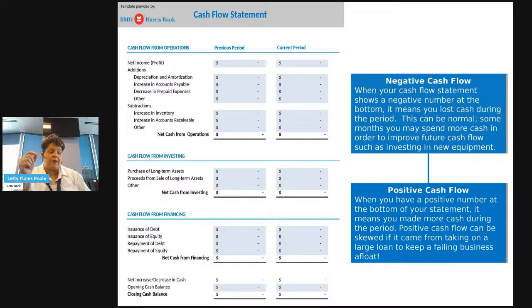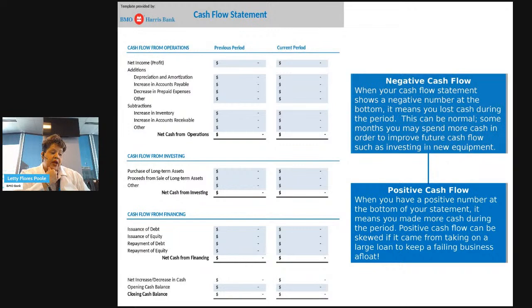Then you go into the middle. This is your cash flow from investing. Remember, we said there are three forms, right? Operating, investing, and financing. So that's how your cash flow statement is organized. Purchase of long-term assets, those are your equipment, and/or real estate and/or vehicles. Proceeds from a sale of a long-term asset. As I told you, if you sell a piece of equipment, the money that you've made from that, we want you to put here. The third part is your cash flow from financing.